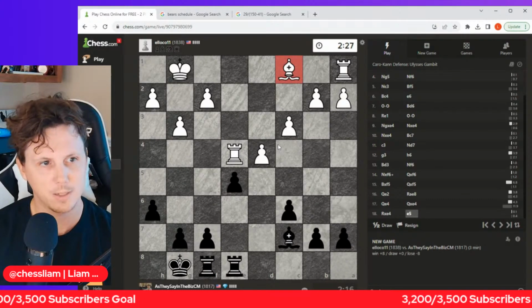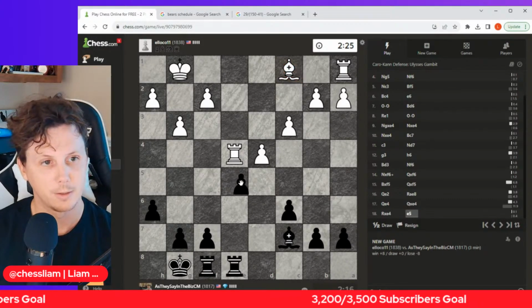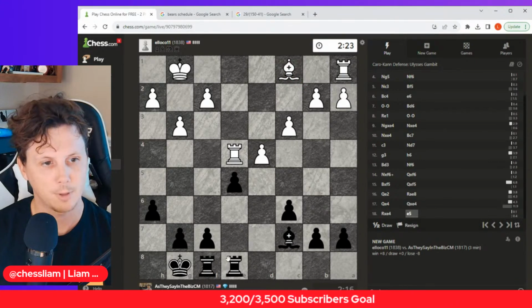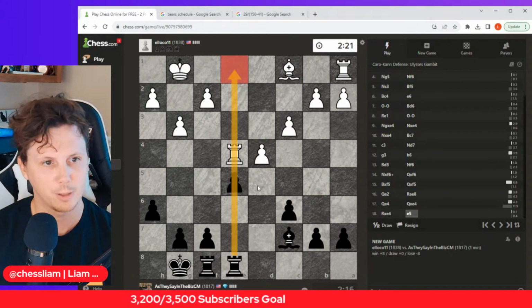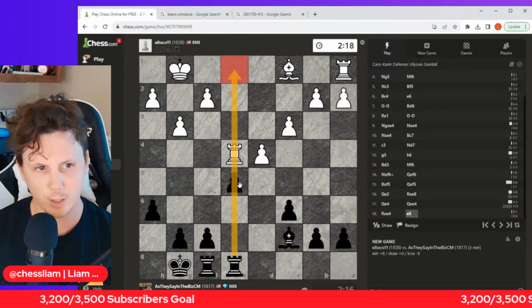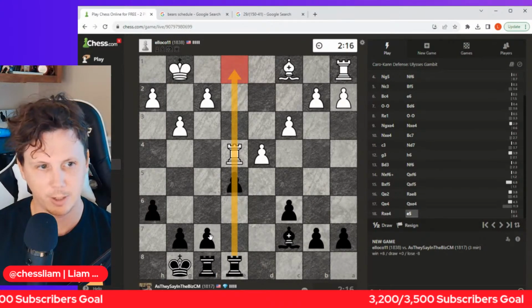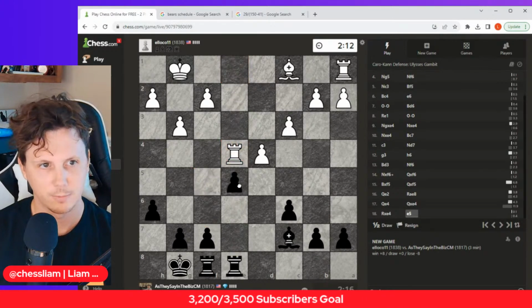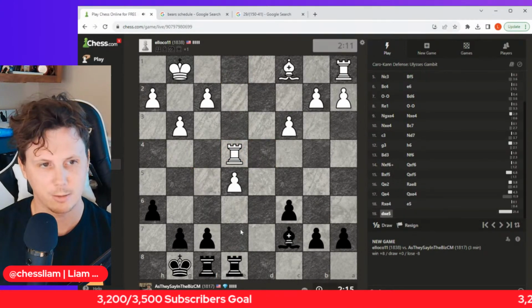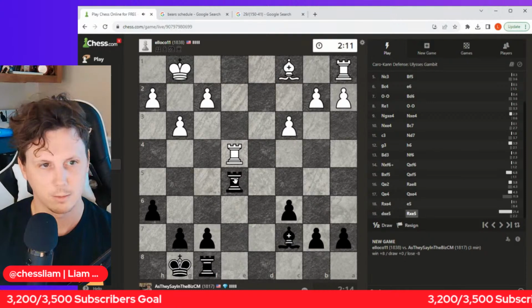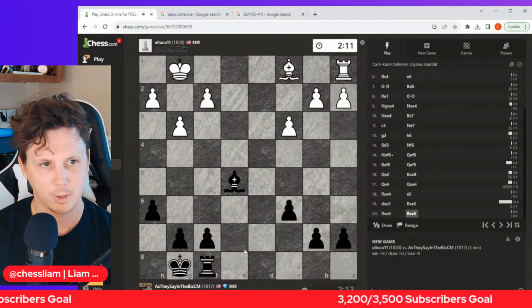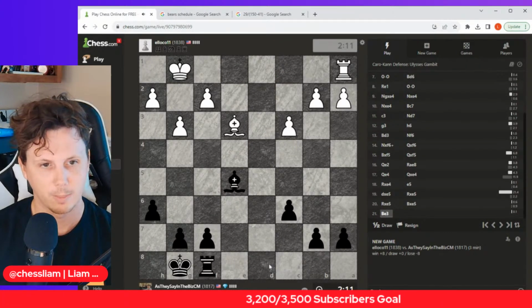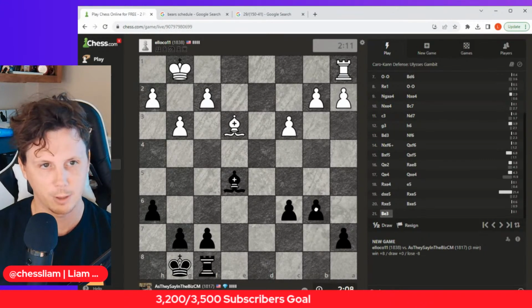He needs to get this piece in the game still, so I'm going to have control of this file, hopefully. I don't love trading when I have a lead in development here, but I think my plan is pretty simple. Push these pawns. I'm gonna take here. Here I'm okay to trade. And this is just equal now, but we're gonna try to grind it out.